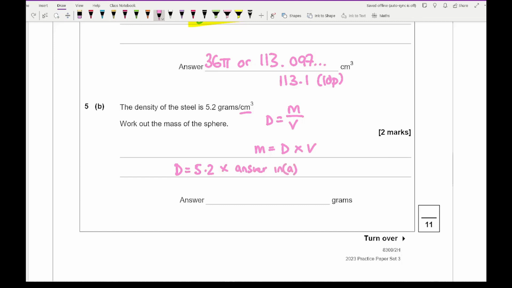And if you do that correctly, you should have an answer as a decimal of 588.106. Or you could leave your answer in terms of pi, 936 over 5 pi. So any of those answers would be fine.